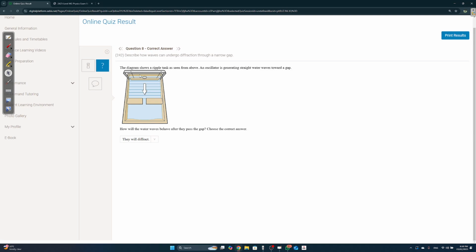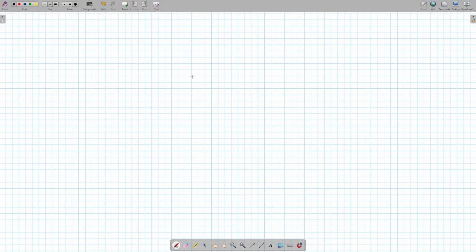Question 8. This diagram shows a ripple tank as seen from above, an oscillator generating straight waves toward a gap. How will the water waves behave after they pass the gap? There's a concept with waves and light called diffraction. The thing about diffraction is when you have a small hole, and let me show you.